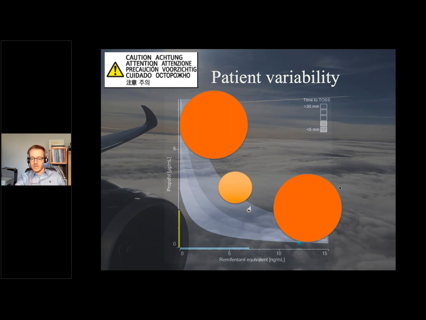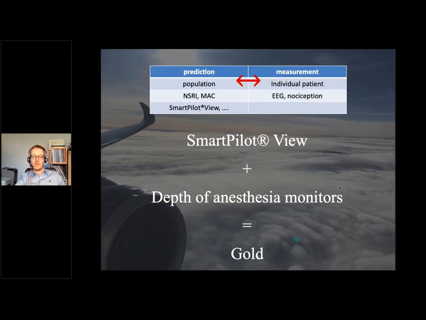So what we always have to keep in mind is that pharmacology is giving you a prediction for a population. This is the case with noxious stimulus response index. It's also the case with MAC. One MAC tells you that 50% of the population will not respond to a surgical stimulus. It doesn't tell you anything at all about your individual patients. So this is the case with SmartPilot View as well.